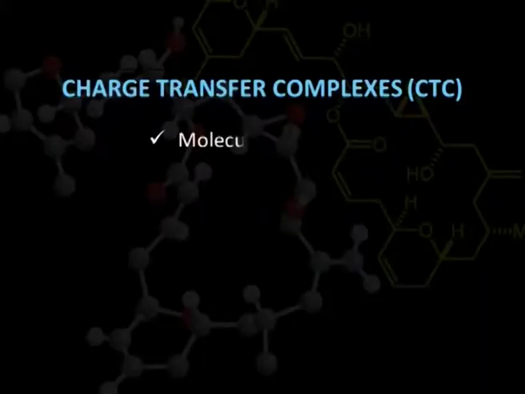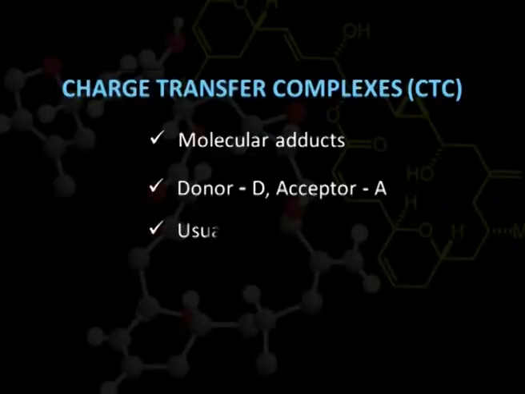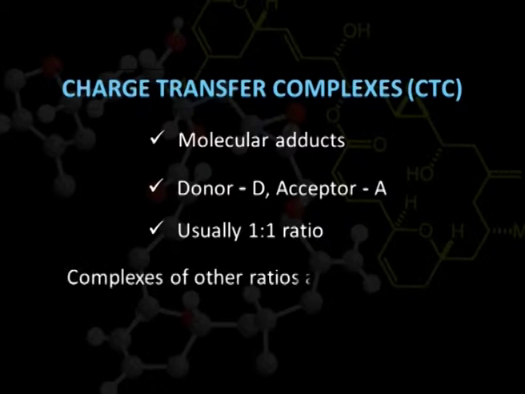These are basically molecular adducts. Adducts means addition products. So they are formed by the combination of donor and acceptor molecules. Usually donor and acceptor molecules are present in the ratio of 1:1, but complexes of other ratios are also known.